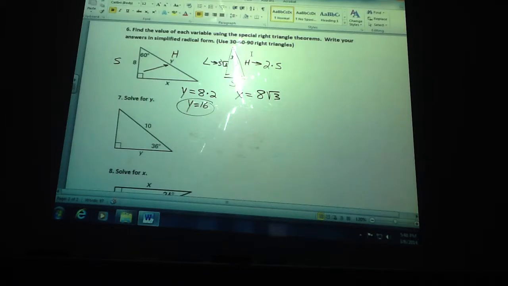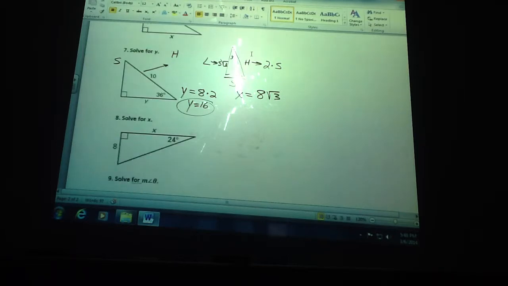If you're confused on those, that was section, I believe, 8.2 in your notes, 8.2 or 8.3. So if you have your notes, you want to get those out and look at those, that'd be fine.